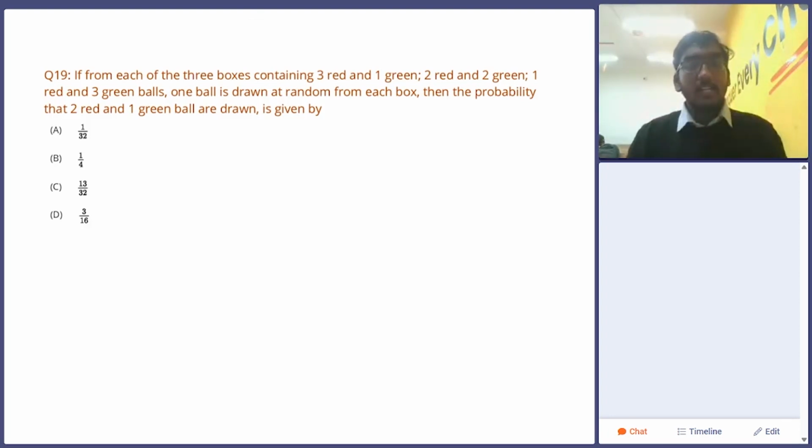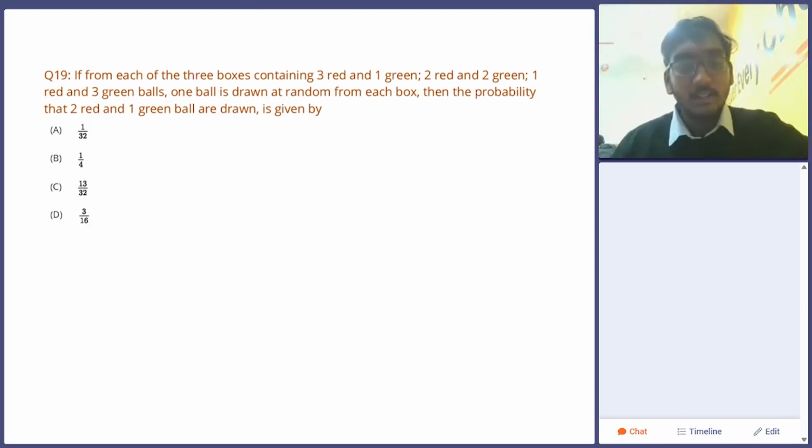Yes, this is the 19th question. It's actually from probability. If from each of the 3 boxes containing 3 red and 1 green, 2 red and 2 green, 1 red and 3 green balls, 1 ball is drawn at random from each box, then the probability that we have 2 red and 1 green ball drawn. That is what they are asking.